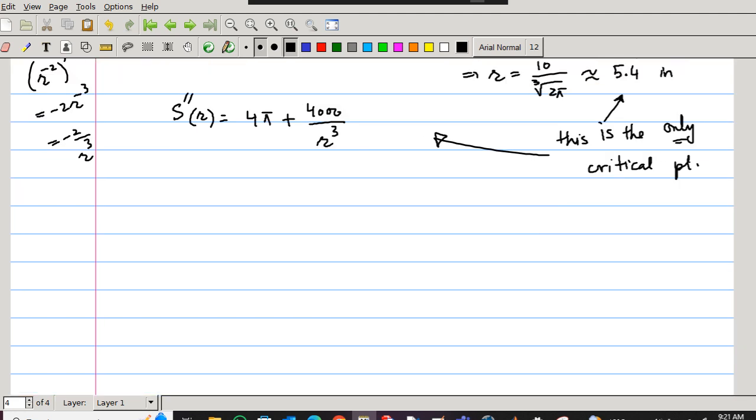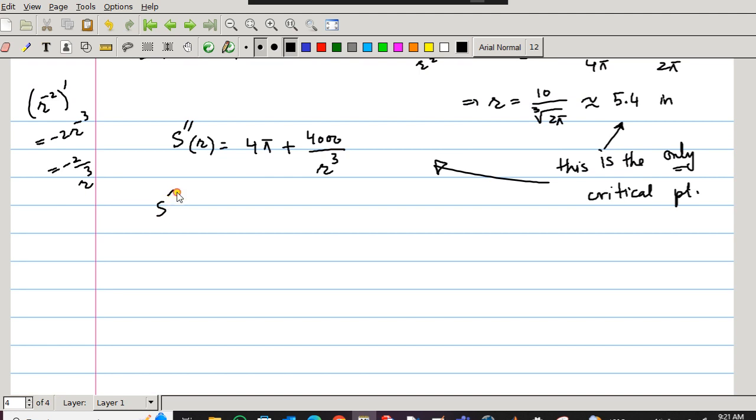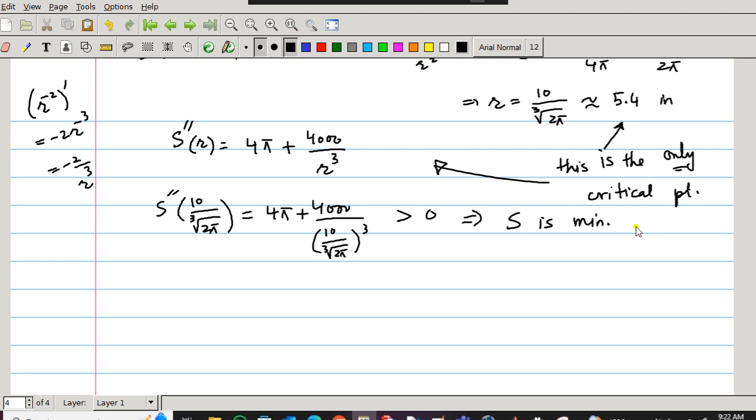Now you see it is positive. If I check at r equal to 5.4, 10 over cube root of 2 pi, it remains positive because there is nothing negative: 4000 divided by r cubed, and r is positive, so everything is positive. I am only interested in whether it's positive or not, not the value. A positive second derivative gives you S is minimum at r equal to 10 by cube root of 2 pi.